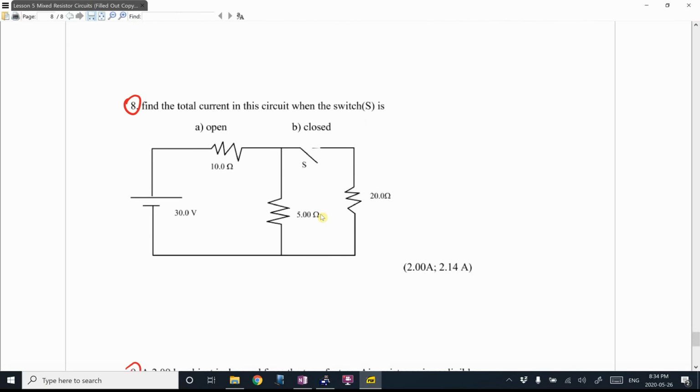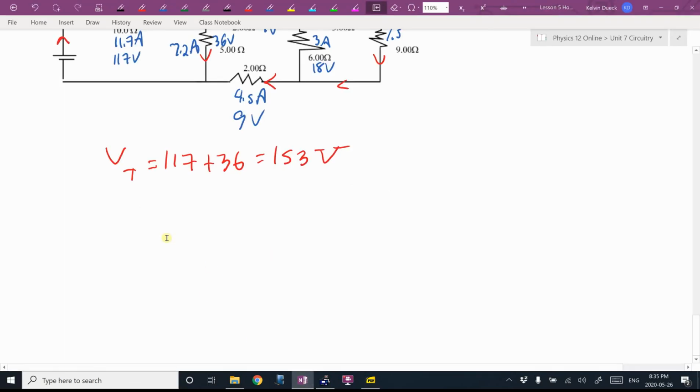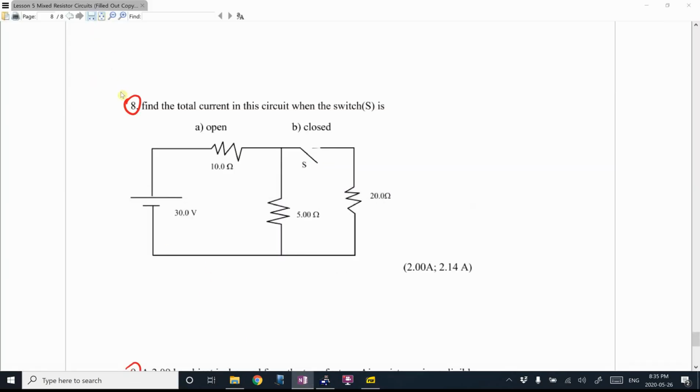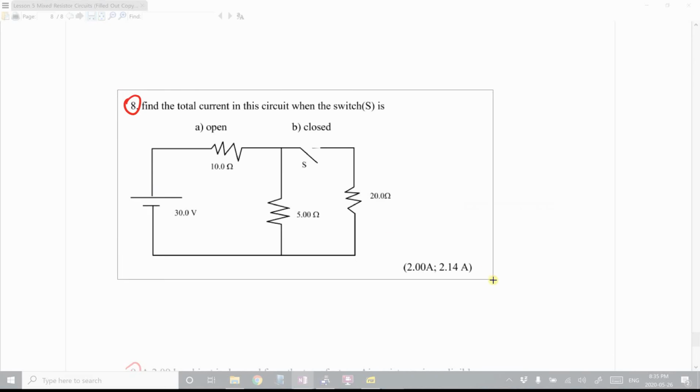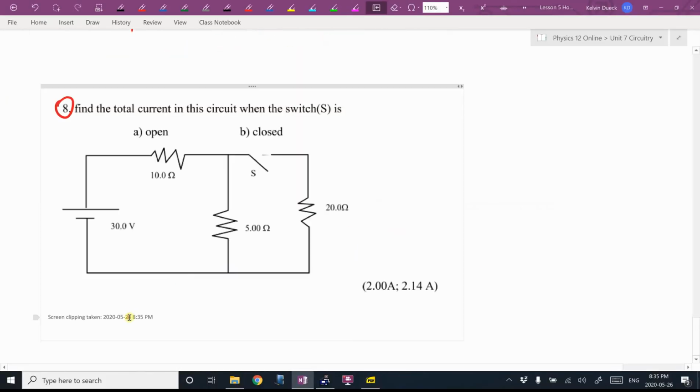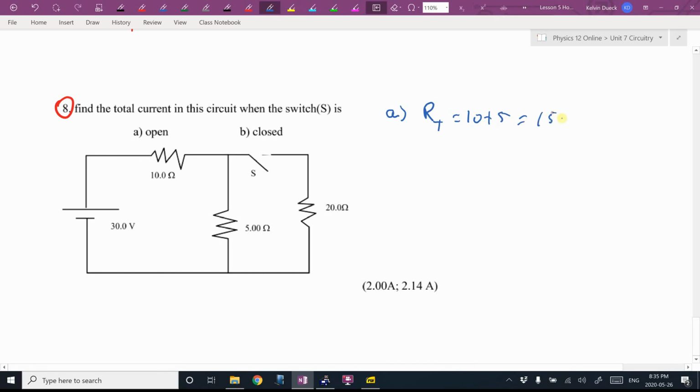Find the total current when this switch is A, open, and B, closed. I can do that. When it's open, let's do A right up here, our total is just 10 plus 5, 15 ohms. So I total is going to be V, 30 over 15. Heck, I can do that in my head, 2 amps.